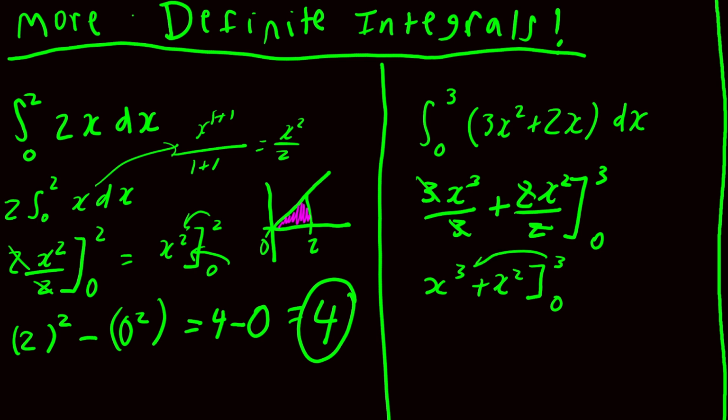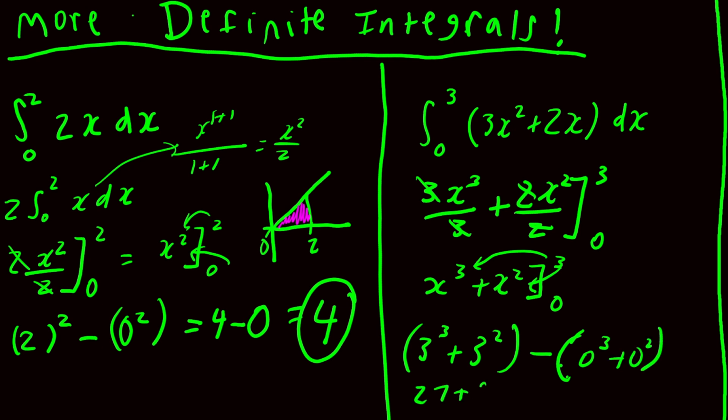Now, same steps, plug these in. So 3 cubed plus 3 squared minus 0 cubed plus 0 squared. And this would be 27 plus 9 minus, this is just 0. So 27 plus 9 is 36. My answer is 36. And so if I were to graph this, the area from 0 to 3 would be 36.